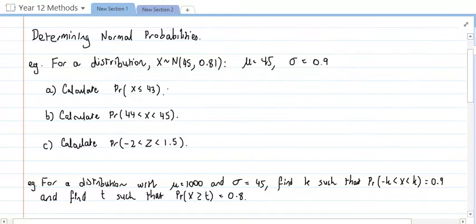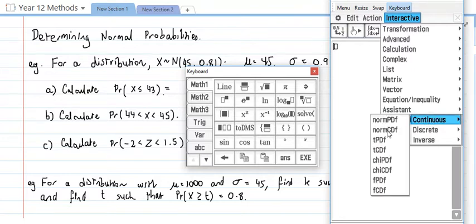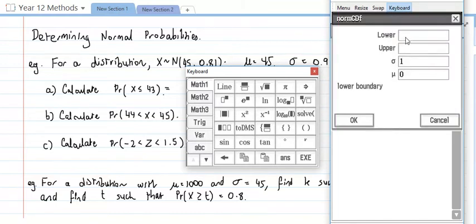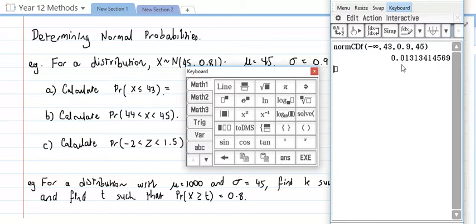In doing this question, all I need to do is go to the calculator. I'm going to go interactive, distribution, and it's a continuous distribution. It's a normal CDF. We're just going to use normal CDF for all of these. So the lower value, well, it's x being less than 43, so I'm going to make that negative infinity. And the upper value would be 43, with a standard deviation of 0.9 and a mean of 45. And the answer there is 0.013.